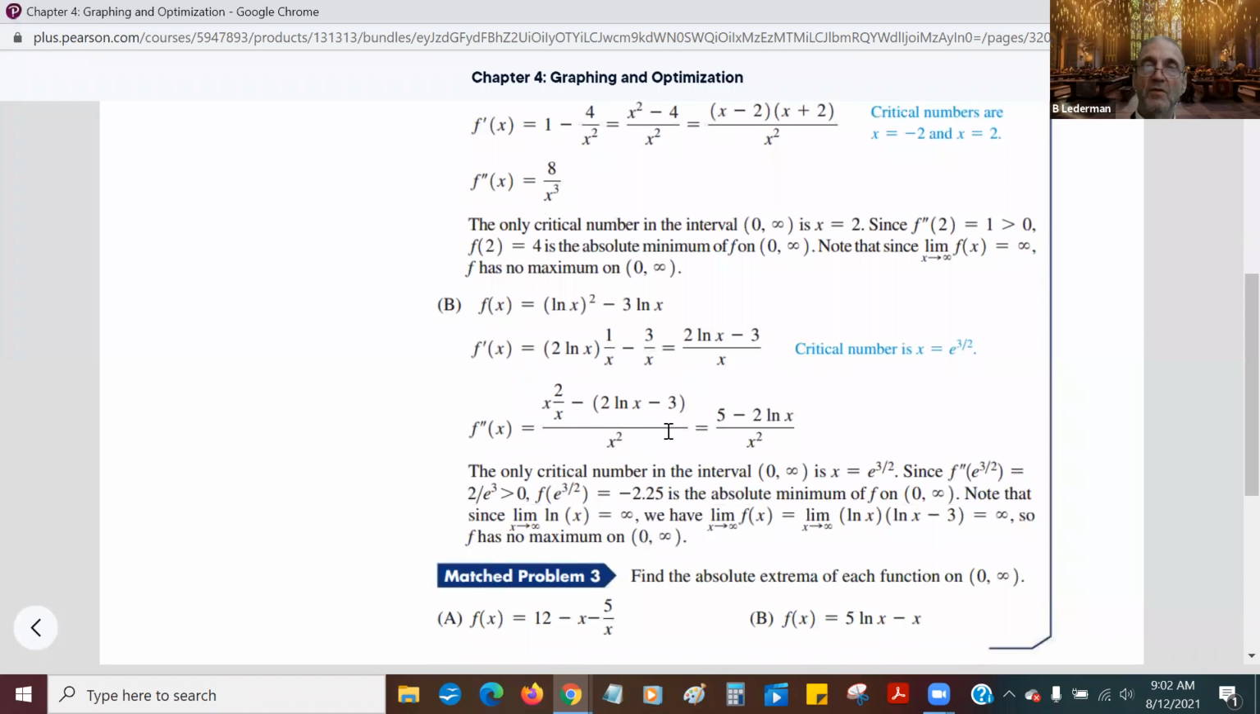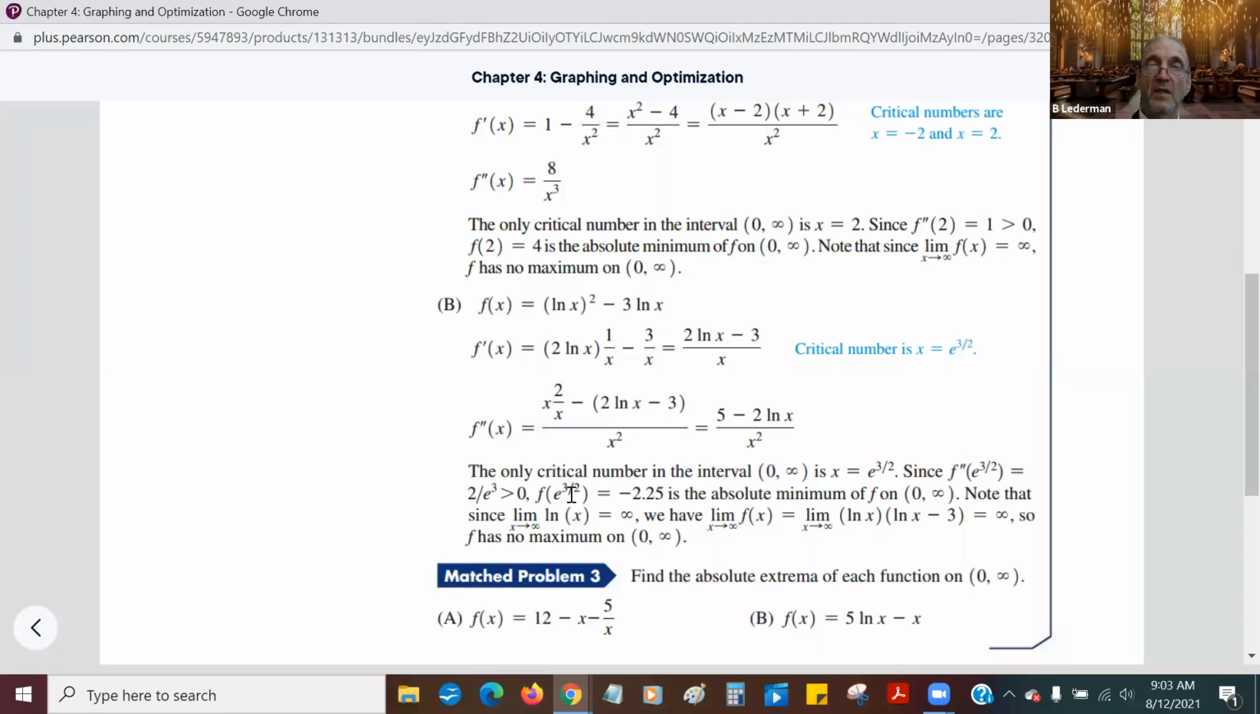Now I just take the second derivative, crunch, crunch, crunch, and I get this. How you take the second derivative is up to you. You can use product rule, chain rule, whichever way you want to do it. But now I want to take e to the 3 halves, plug it in, and see what I get. e to the 3 halves is positive, so it is inside my domain. If it was not inside my domain, there'd be nothing to talk about. If I plug e to the 3 halves into the second derivative, I'm going to get 2 over e to the third, which is positive.